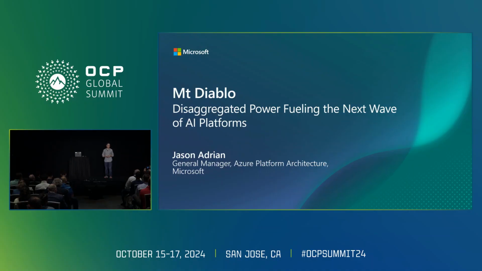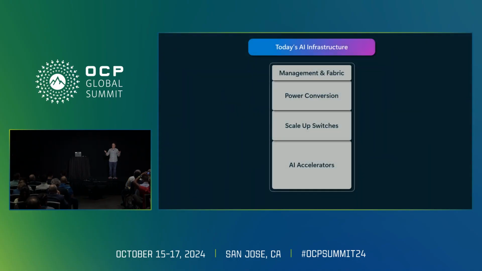My name is Adrian, and I lead our platform architecture team here at Microsoft. So today I want to talk to you about Mt Diablo and why and how we're using power disaggregation to power the next wave of our AI systems. But before we get to the next wave, let's talk about what an AI rack looks like, what's inside of it, and what's motivating some of these changes.